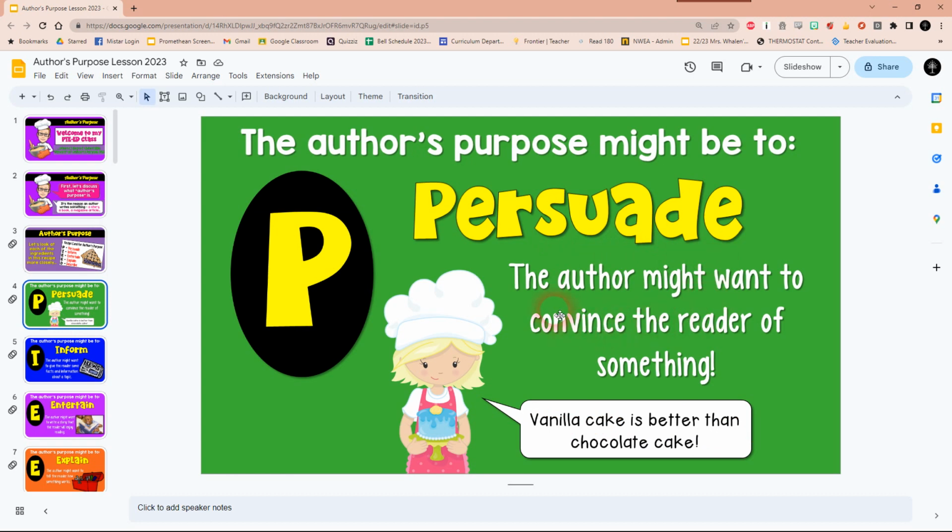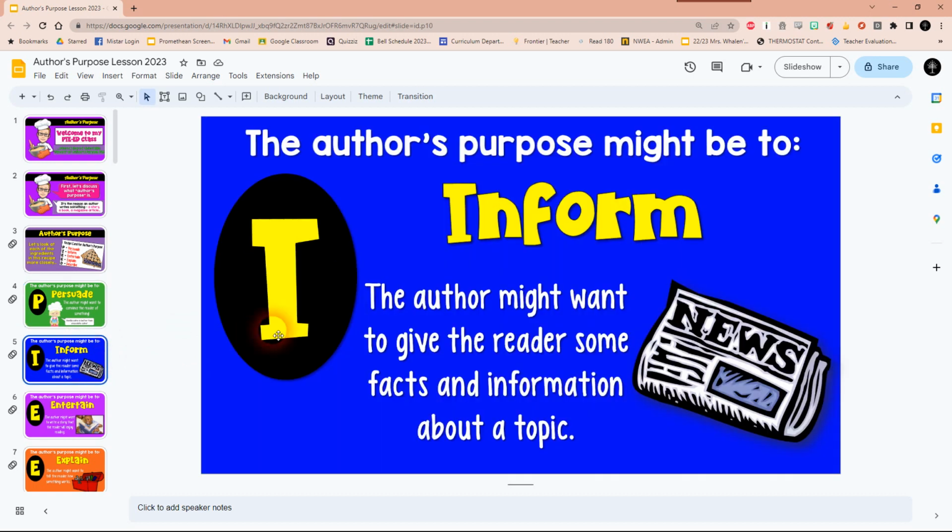Sometimes the thing that you read in school is written to persuade someone, to convince the reader of something. Look at the little example. Vanilla cake is better than chocolate cake. If you wrote that, or maybe you write chocolate cake is better than vanilla, then you are trying to persuade someone to agree with you. That's what persuade means. Sometimes the author's purpose is to inform. Sometimes the author just wants to give the reader basic facts and information about a topic.